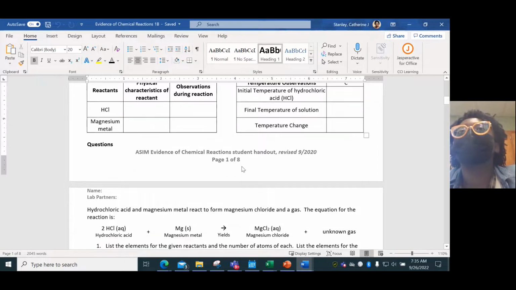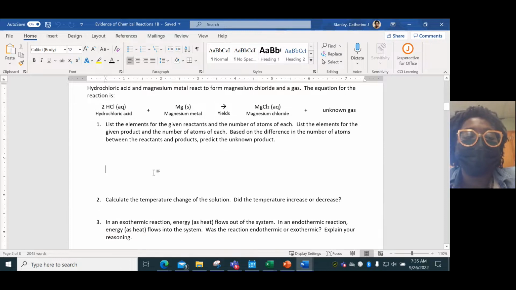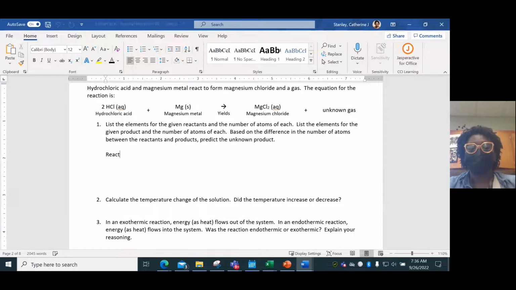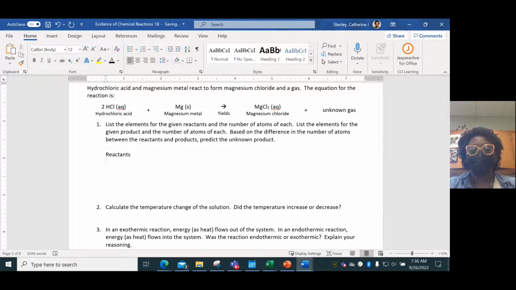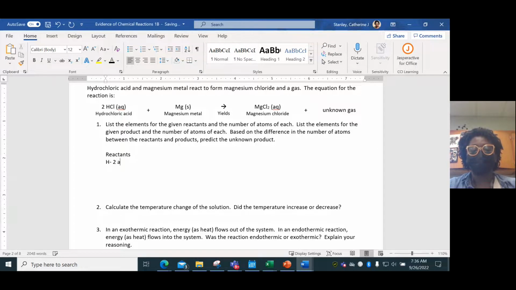Make a note. Exothermic reactions get warmer. All right, let's look at number 1. It says list the elements for the given reactants and the number of atoms of each. List the elements for the given product and the number of atoms of each. Based on the difference in the number of atoms between the reactants and products, predict the unknown products. All right, so for reactants, what elements did we have? Good. How many hydrogens did we have? Good.